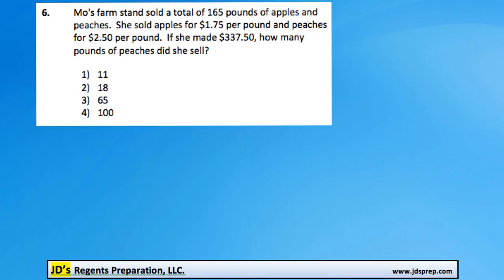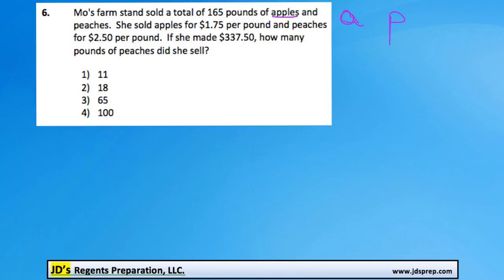This is one of those problems where we're given a system of equations. Well, we need to figure out the system of equations with two variables, and then we need to solve for the amount of peaches. So let's have A represent the number of pounds of apples, and then P is going to be the number of pounds of peaches. So we've got A and P.